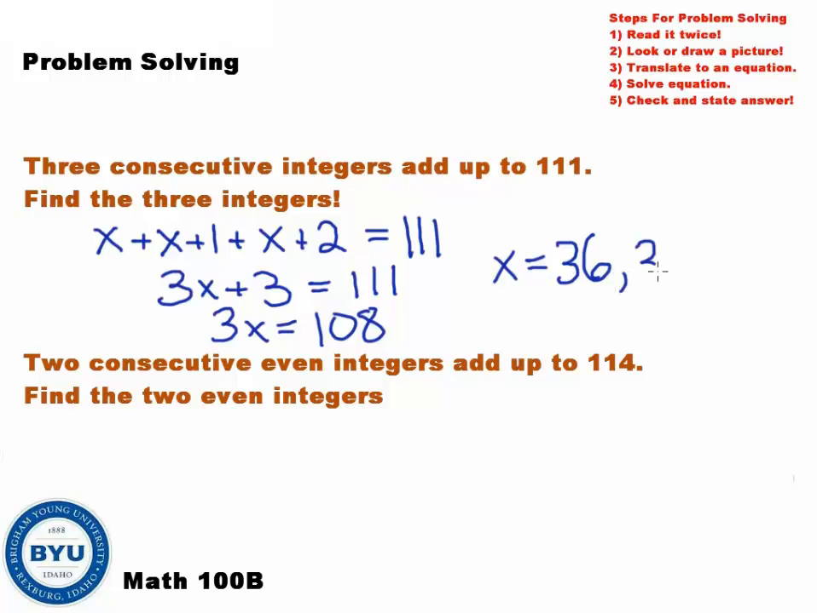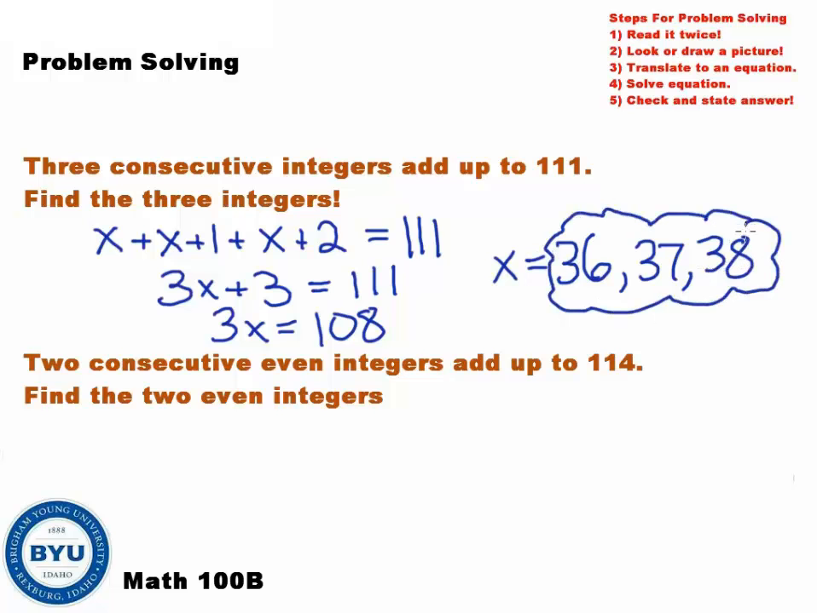The next one is 37. The next one is 38. That would be our answer for the 3 consecutive integers. And notice we used x, x plus 1, x plus 2 to denote those integers. On the next one, we have a slightly different setup because they're even integers. So the first integer is x, and the next one's going to be x plus 2 because they're even integers. To get to the next even integer, you have to add 2.